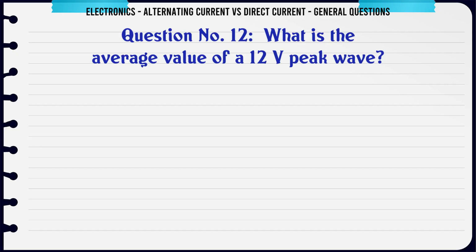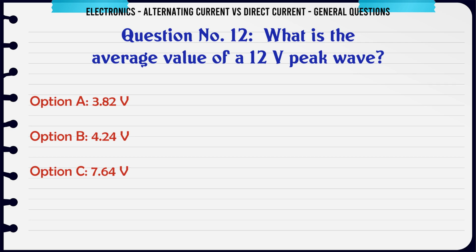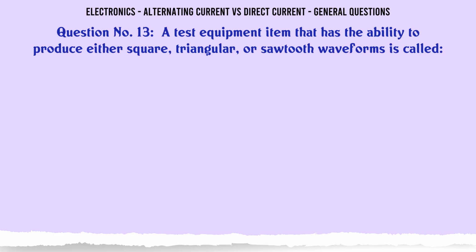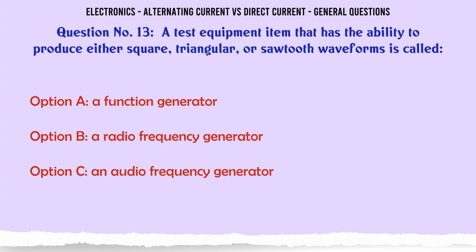What is the average value of a 12 V peak wave? A. 3.82 V. B. 4.24 V. C. 7.64 V. D. 9.42 V. The correct answer is 7.64 V.